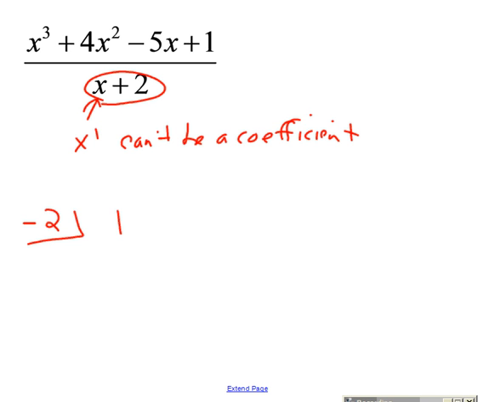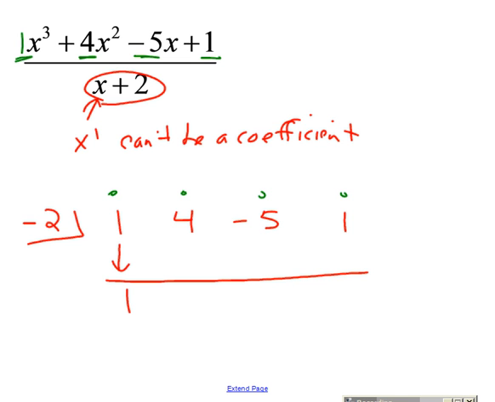And then I divide it into my coefficients. So I have a 1x cubed, a 4x squared, a negative 5x, and a 1. Here are my coefficients: 1, 4, negative 5, 1. I draw my line. Your first step is always to just bring down that first number. So I bring that down.